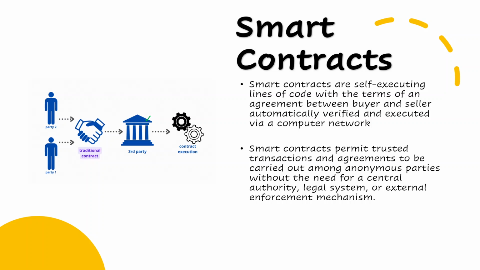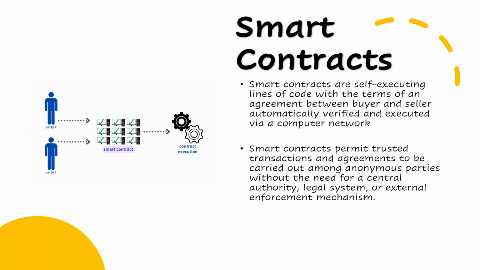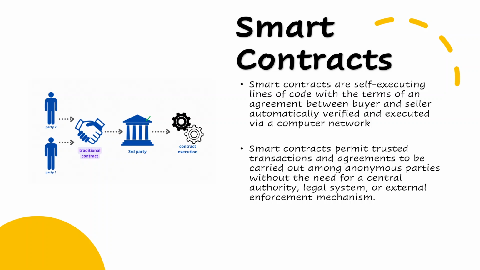For example, in a traditional contract, if you are going to do any kind of transaction like transferring money, then you will need a third party like a bank. But in smart contracts, you don't need such a third party. All the agreement conditions get executed automatically by a piece of code written in a smart contract.